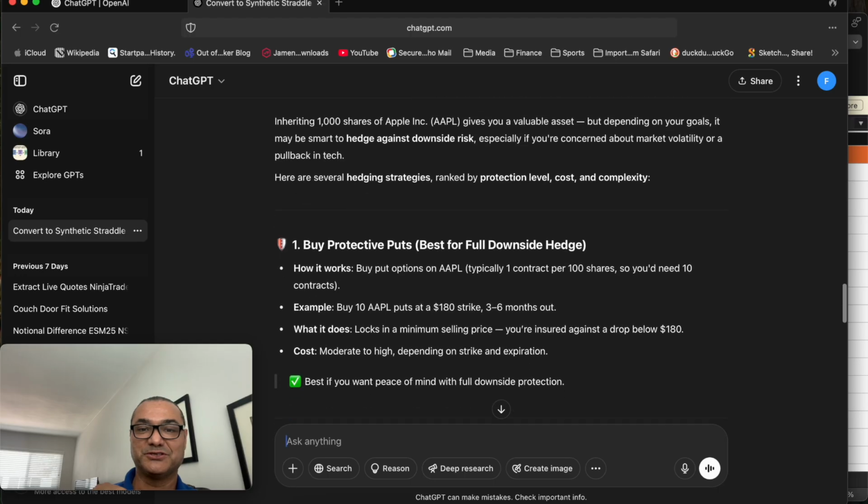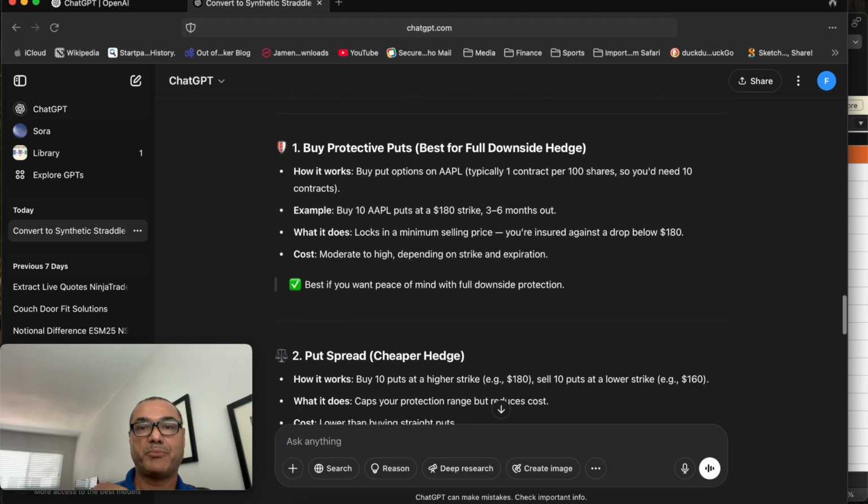Wow, it sounds good. Let's see what happens. Buy protective puts, best for full downside hedge, but quite expensive. How it works. Buy put options on Apple, typically 1 contract per 100 shares, so you need 10 contracts. All right, that's correct. Technically speaking, what it does, that is correct. Moderate to high, that is correct.